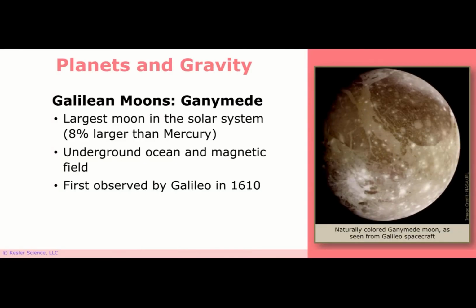And lastly, we have the Galilean moon Ganymede. Now, this is the largest moon in the solar system, about 8% larger than Mercury, and they believe there's an underground ocean and a magnetic field in Ganymede. Now, this was first observed by Galileo in 16.